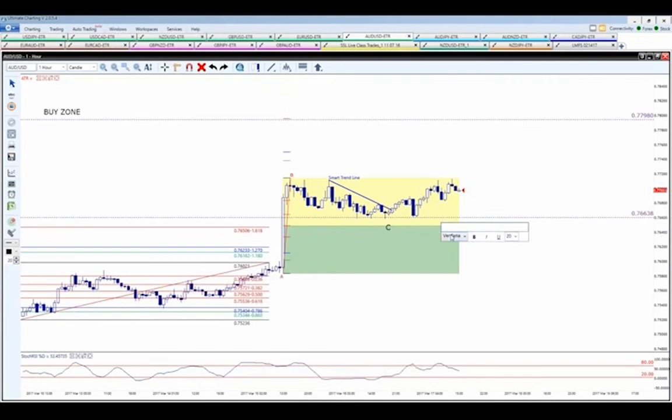That is a level of support. And I can even come in here and draw another line right there. And as you can see here, the market has come up, bounced off this line a couple times. That's a level of resistance.